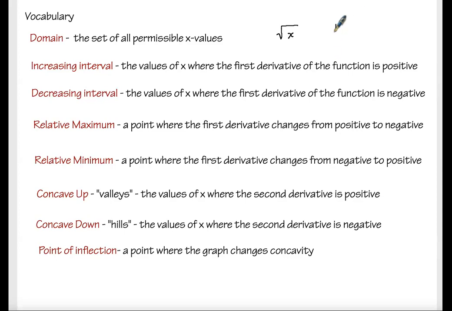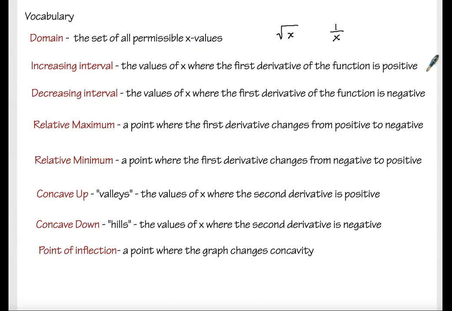In the same manner, if your function contains, say, 1 over x, a variable x in the denominator, then you know that x cannot be equal to 0. Okay? So domain is the set of all permissible x values.